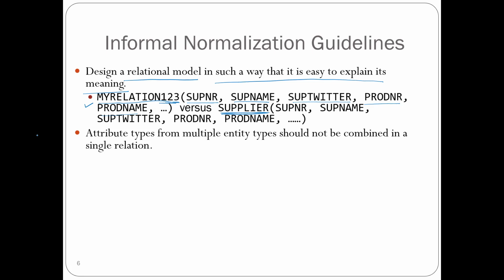Now, the other thing that we have, as the guideline says, is that the attribute types from multiple entity types should not be combined in a single relation. Okay, so if you remember the very first example that I had in this lecture, where we had the relation that had the attributes from supplier and also the attributes from the product. So that thing should not be done. So the second guideline here is highlighting that aspect of normalization, which says that attribute types from multiple entity types should not be combined in a single relation.